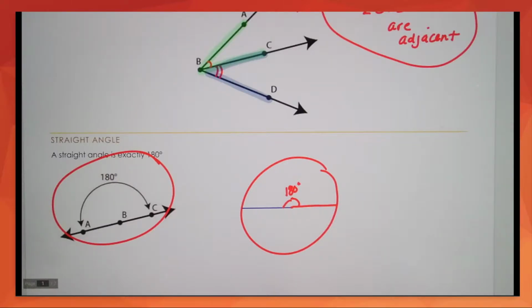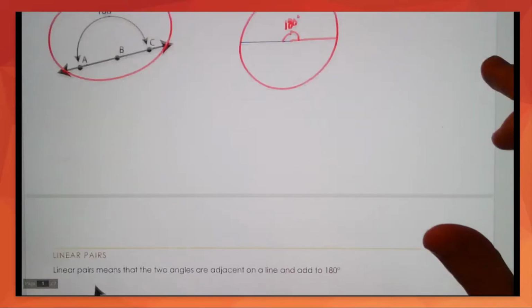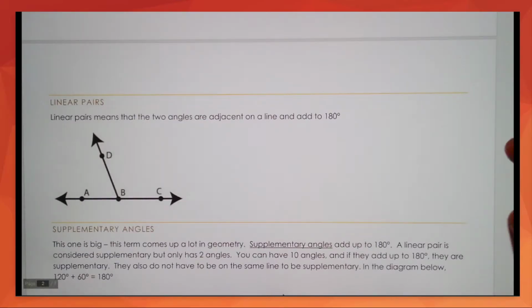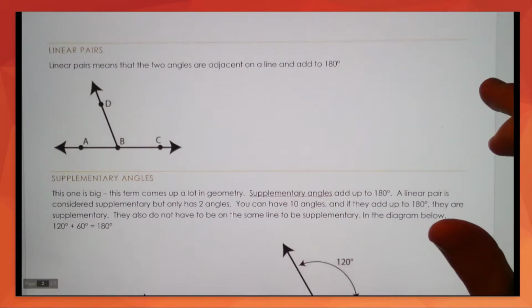So that's what you need to know about straight angles. They measure exactly 180, okay? And that's going to become important as we move on to the next thing, because we're going to be referring back to the definition of a straight angle. Okay, so let's slide this down a little, and we're going to go to the next page and talk about what linear pairs are. That's the next topic.